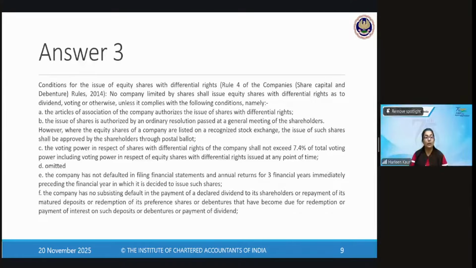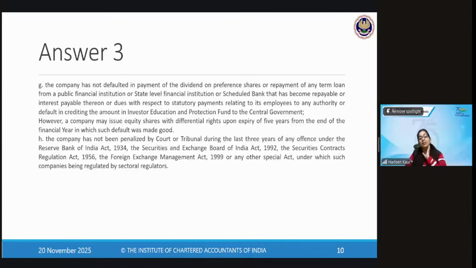Briefly, if we write: AOA authorization, ordinary resolution is required, and it should not be more than 74% of the share capital. The company should not have defaulted in the filing of financial statements. Then you have to remember the next 4 points: there should be no default in payment of deposits or preference shares, no default in repaying loans and so on, no default in transferring to the IEPF account, and no penalty imposed in the last 3 years. And all these points have to be kept in mind. Also, if any default has been made, 5 years should have passed from the date the default was made.